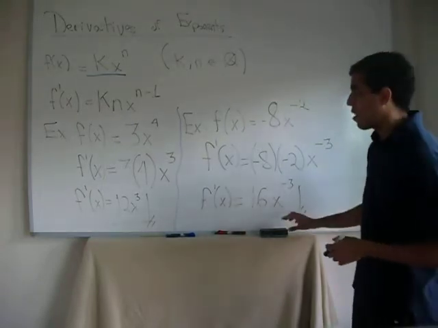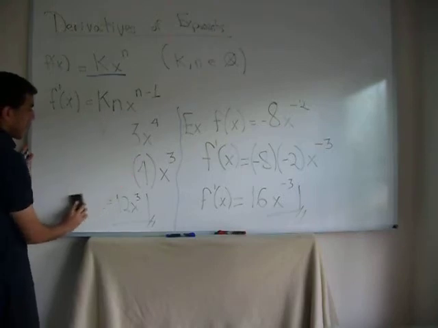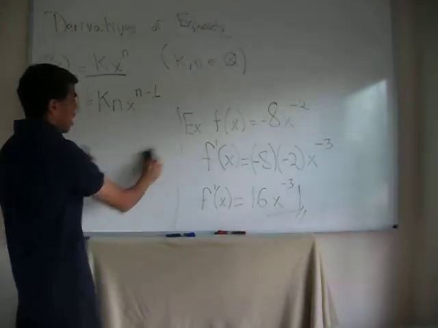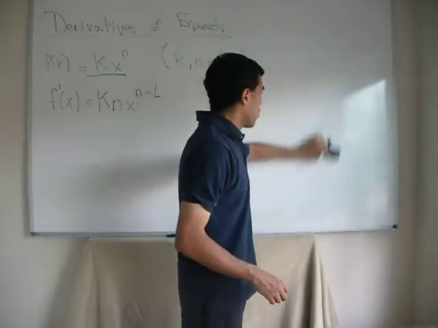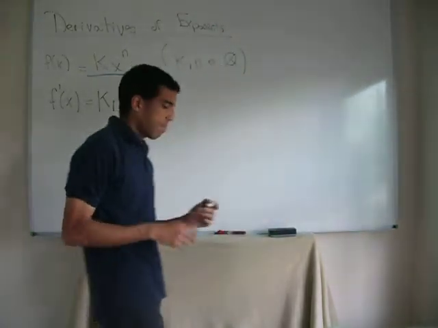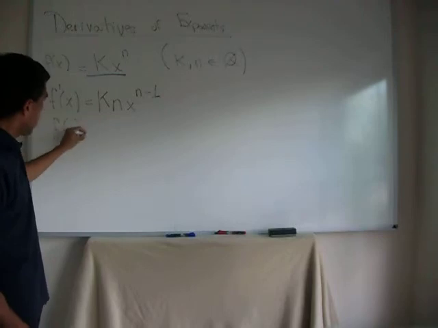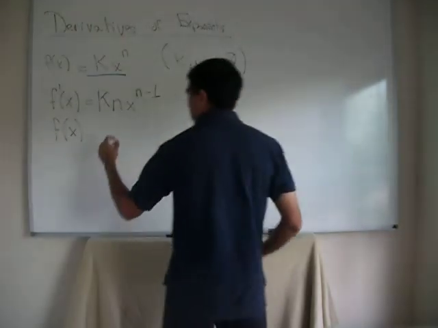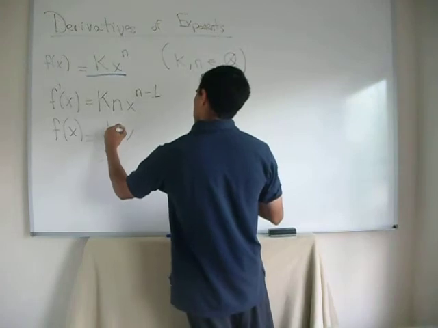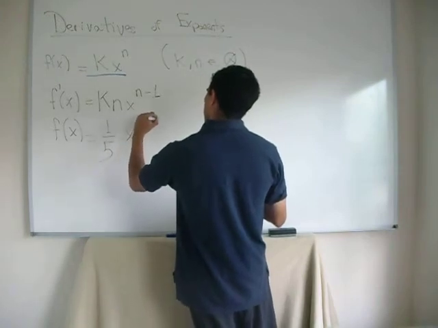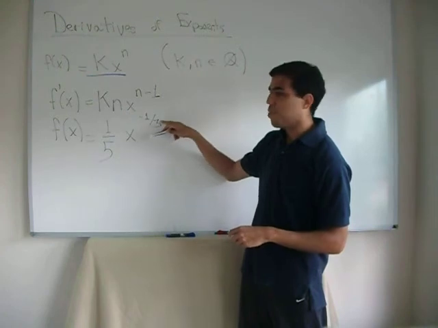Okay? Let's make a third example. Of course, let me erase this so that we can have a little bit more room. And this example is going to feature something a little bit more tricky. I will go more deep into it in another video because it's going to deal with irrational exponents. But for now, I'm going to try to keep it simple. Let's say we have something like f of x equals 1/5 of x powered to minus 1/3. Okay? F of x is 1/5 of x powered to minus 1/3.